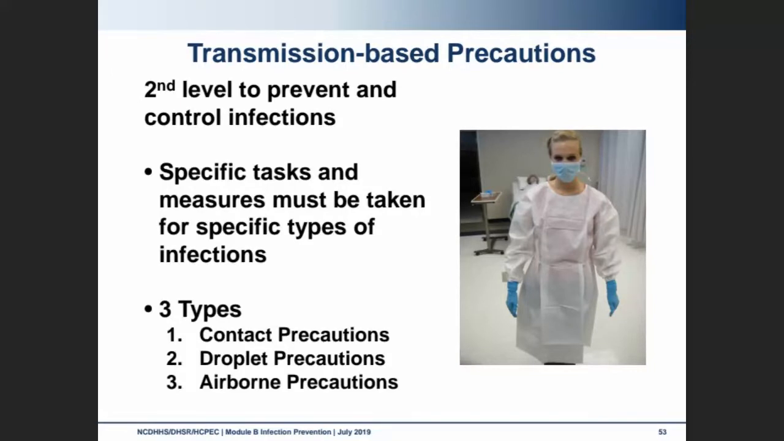Specific tasks and measures must be taken when we care for residents who are infected or may be infected with certain types of infections. So nurse aides need to follow standard precaution rules to protect ourselves, our coworkers, and our residents from getting sick. There are 3 types of transmission-based precautions that you need to know. There are contact precautions, droplet precautions, and airborne precautions. And we're going to talk a little bit about each one of these so that we know what they are.